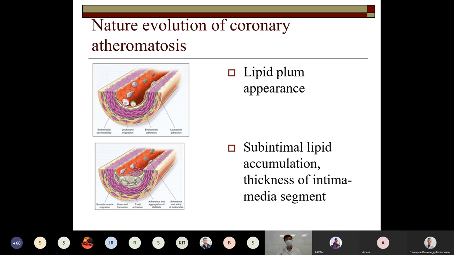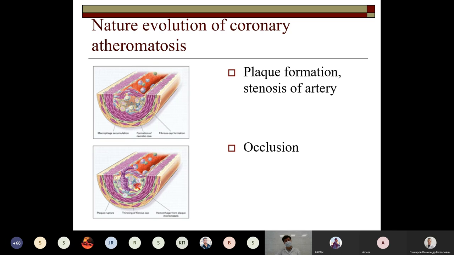So, the next two slides are devoted to the step-by-step natural evolution of coronary atherosclerosis from initiation to the end stage of this disease. At the first stage of atherosclerosis, we have on the slide, on the left side, the lipid plaque appearance that consequently transforms to superficial lipid accumulation, thickening of the intermediate segment, and the appearance of foam cells indicated by an arrow on the slide. So the plaque formation is associated with the appearance of a specific cap that consists of a combination of fibers from elastin and fibrinogen and rare cell elements, predominantly mononuclear, and the plaque formation is associated with the shaping of fixed stenosis.